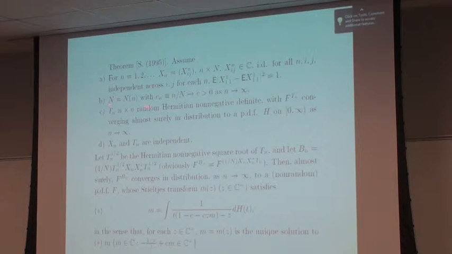Tn is assumed, and for this result in my paper, it can be random, Hermitian, non-negative definite, with the empirical distribution of the eigenvalues of Tn converging almost surely to a distribution, a proper probability distribution function, H, on the non-negative reals as n goes to infinity. We assume that Xn and Tn are independent.